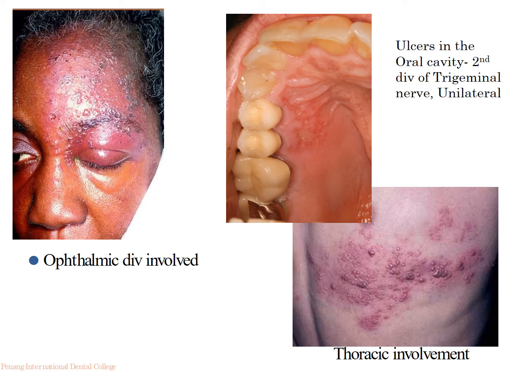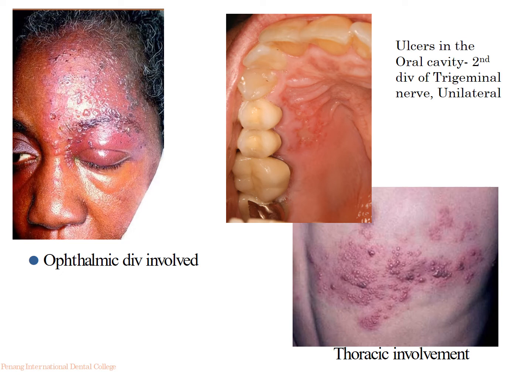The second case is the ulcer seen in the oral cavity. Also, they are very shallow, and multiple ulcers coalesce to form a larger ulcer. This also occurs when the second division of the trigeminal nerve is involved, and the unilateral distribution is very clearly evident.